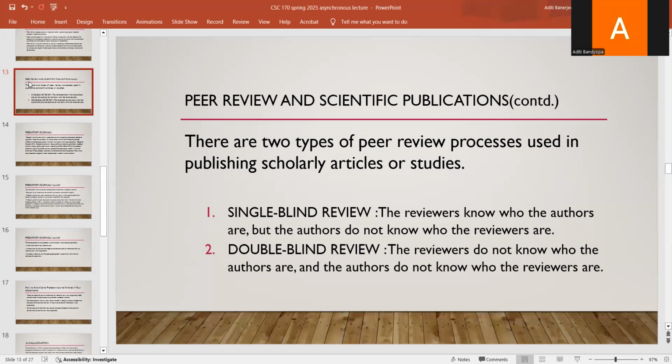Double-blind peer review is the most common method and a standard practice in science and technology journals with good reputation. The reason of having double-blind peer review in place is to make the review process free of biases and favoritism.